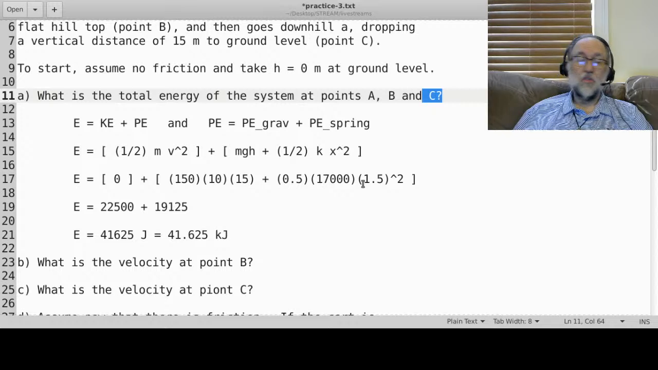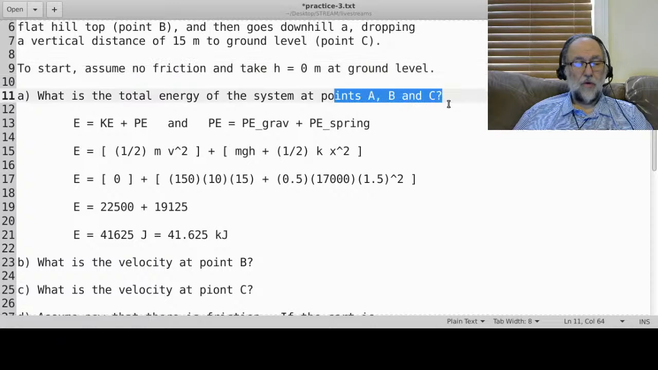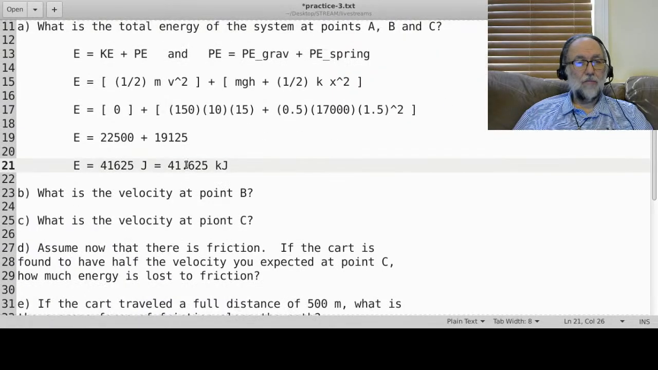And energy is conserved here because there are no dissipative forces, no non-conservative forces, and there's only one that you know of that makes energy become heat, and that's friction. So no friction, energy is going to be the same at all 3 points. Okay, so there's the first one.